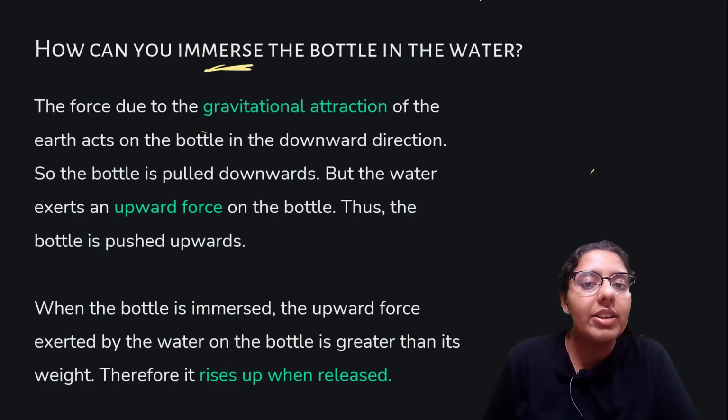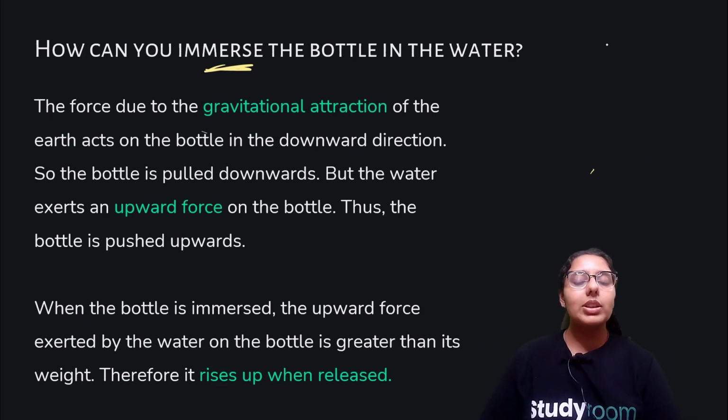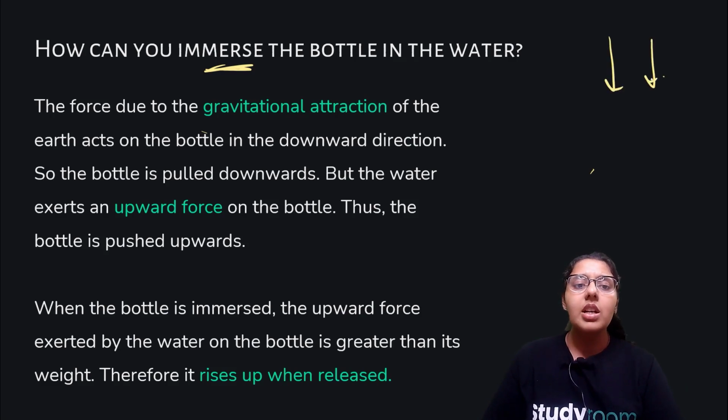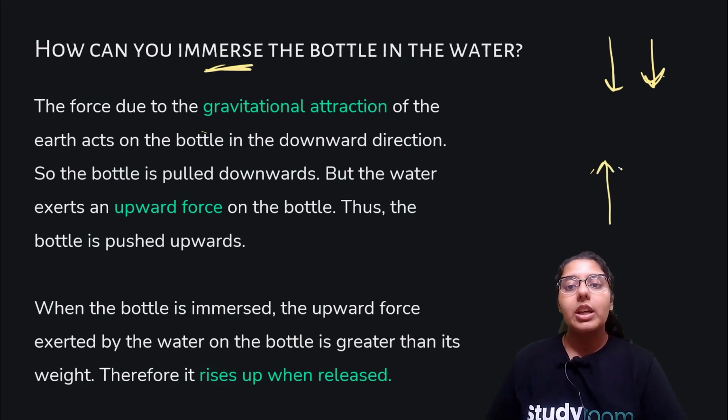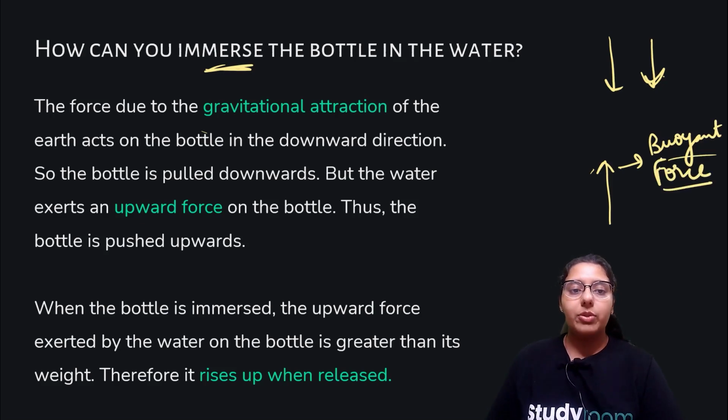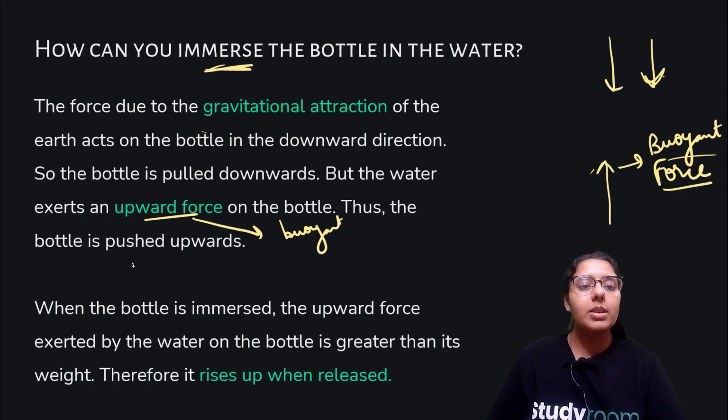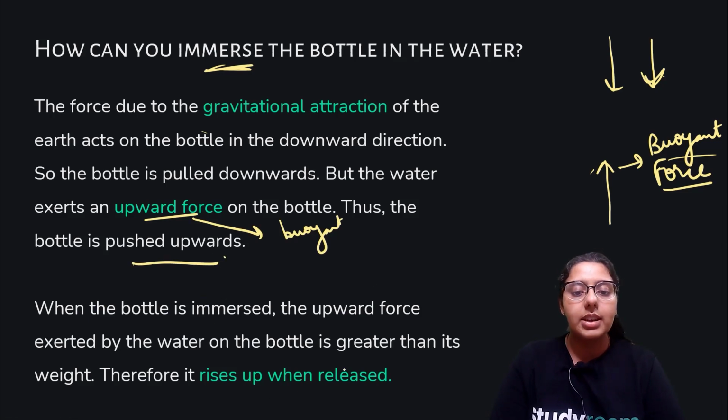The force due to gravitational attraction of the earth acts on the bottle in the downward direction. So the bottle is pulled downwards, but the water exerts an upward force. We know what this upward force is called? Buoyant force. Okay. So the water exerts an upward force, buoyant force, on the bottle. Thus the bottle is pushed upwards. When the bottle is immersed, the upward force exerted by the water on the bottle is greater than its weight. Therefore, it rises up when released.